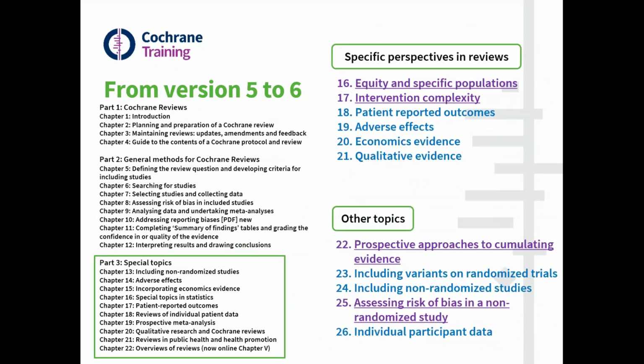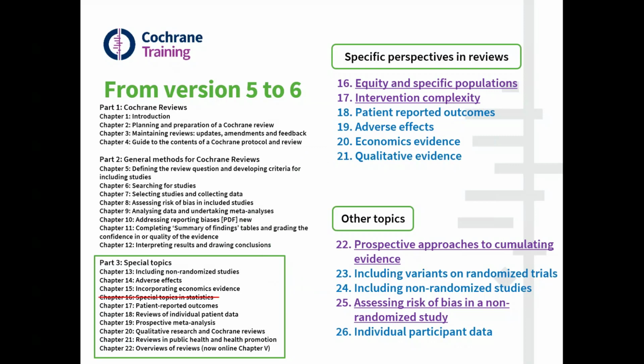Moving on to the special topics now, there are two areas that we've broken these into: specific perspectives in reviews and then other topics. And there's more continuity here, I think, probably between versions 5 and 6. So we've still got the chapter, which has obviously been worked on again, on non-randomized studies. We've got a chapter on adverse effects, economics evidence.